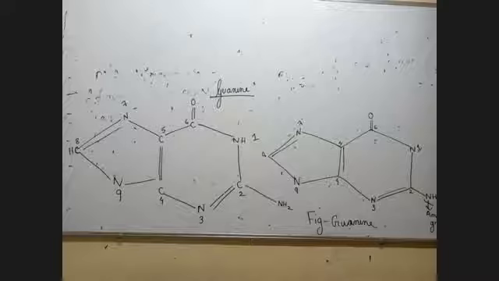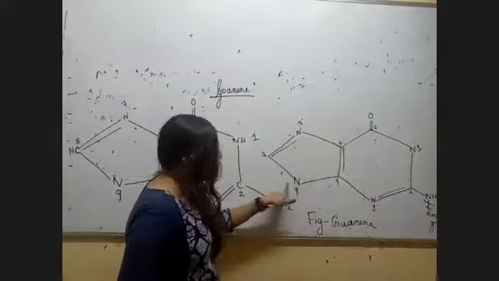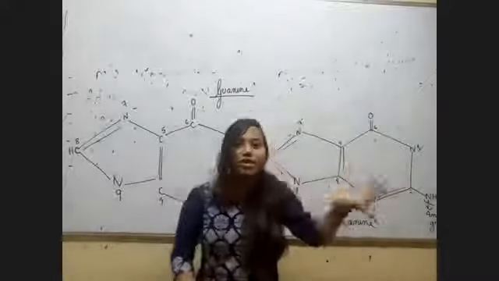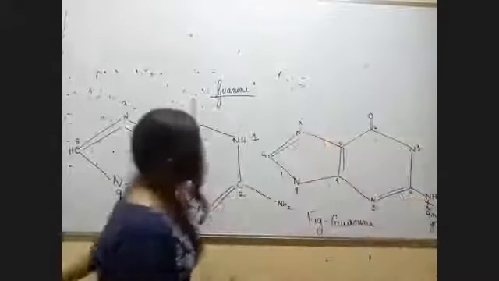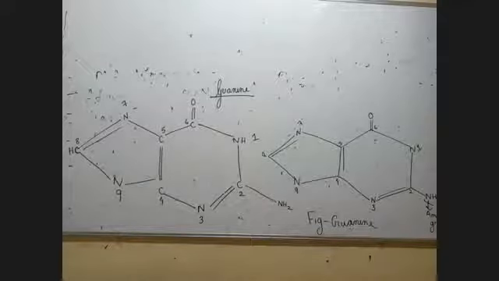That side I wrote the amine group, NH2. It has nitrogen, but this nitrogen is not inside the ring, so it is not considered as a ring nitrogen. The nitrogens we count here are carbon number 7, 9, 1 and 3; all of them are inside the ring. This one is not inside the ring, so it is not considered. It is considered as a functional group, that is the amine group.